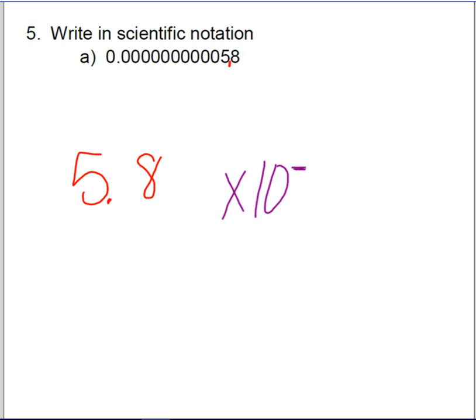And so let's count how many times we need to move it. 1, 2, 3, 4, 5, 6, 7, 8, 9, 10, 11. So our 11 comes up with our negative sign. So 5 times 8 times 10 to the negative 11th power is that number in scientific notation.